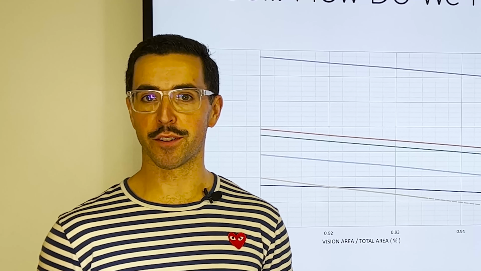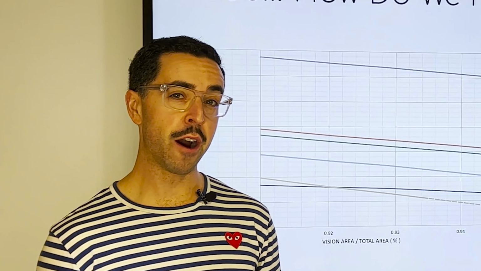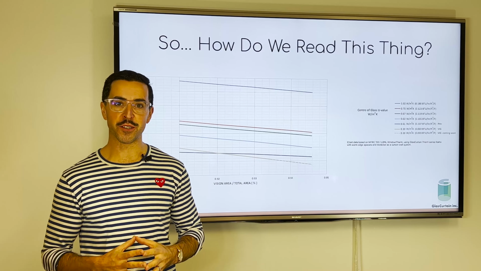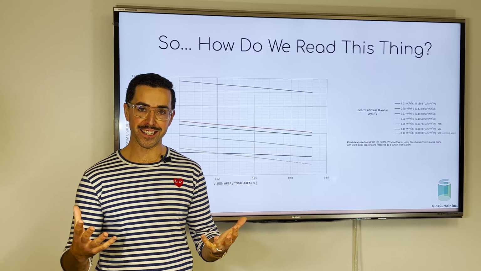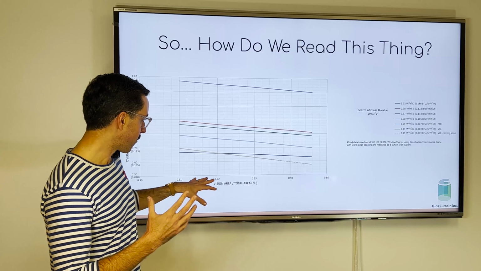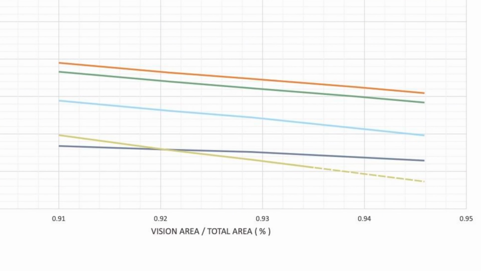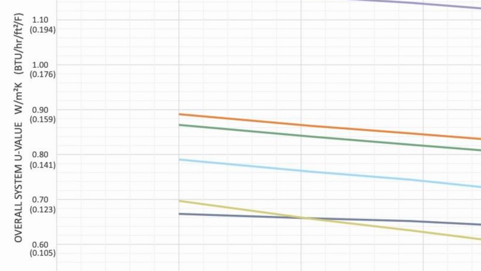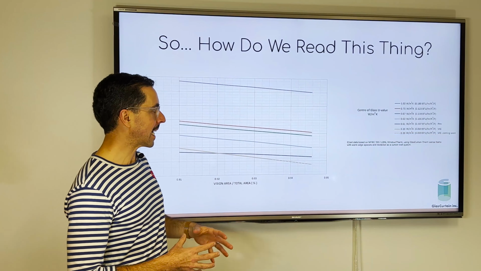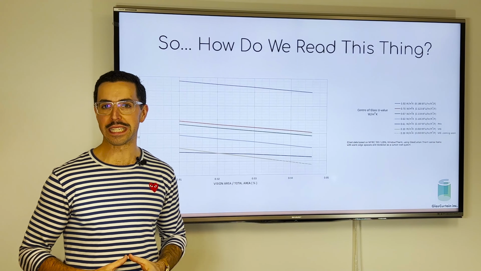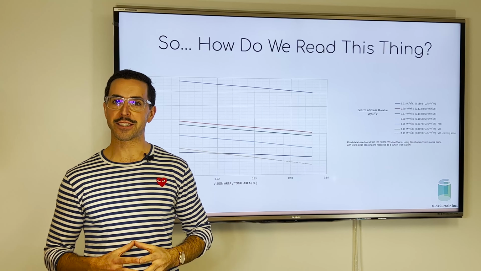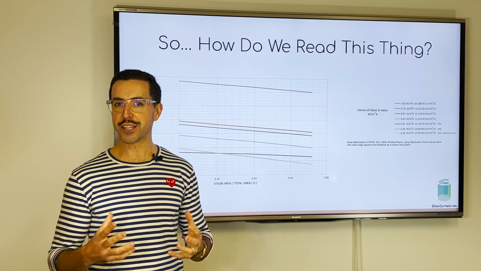So when we're looking at different thermal charts, we might be wondering, how can we get an apples to apples comparison? Well, for that, we want to keep our x and our y-axes consistent. So here, for our x-axis, we have vision area over total area. And then on the y-axis, we have overall system U-value, with a whole bunch of different lines relating to different glass performances. This is the standard chart that we use in GlasCurtain.